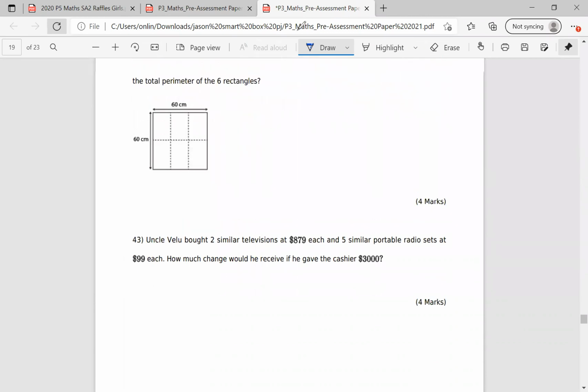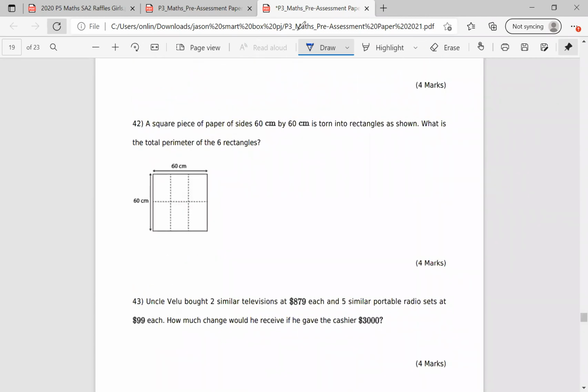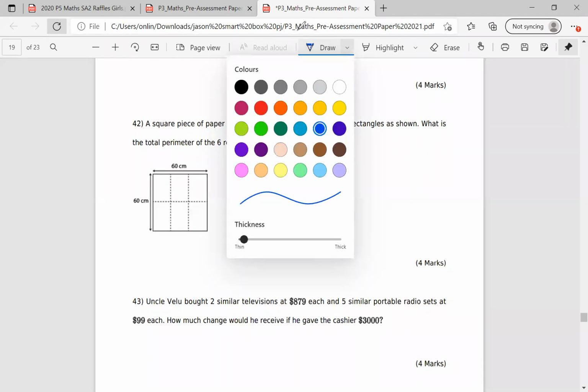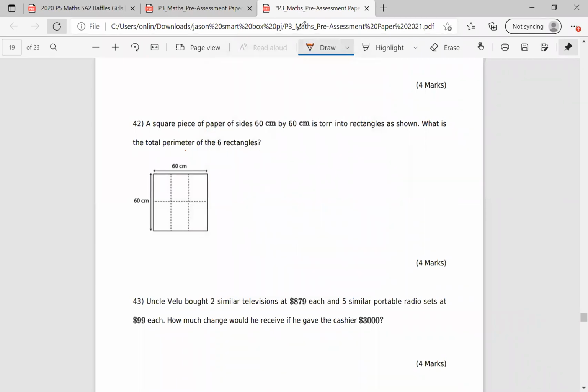So I'm going to move to 48. Wait, 42, sorry. So 42 is also a common mistake question. So common mistake question here, we have this part here equals to our square piece of paper. The side is 60 and 60 given by the question. And then what is the total perimeter of the 6 rectangles?